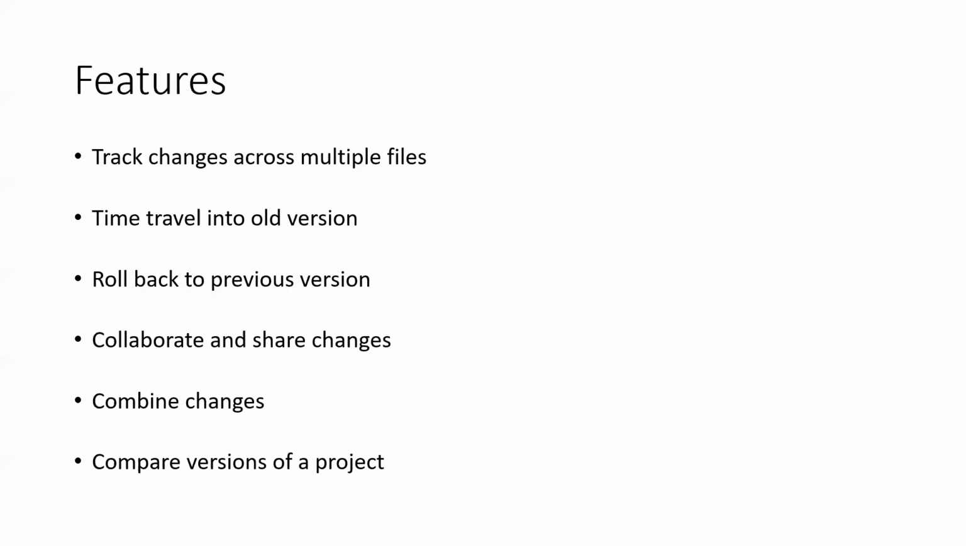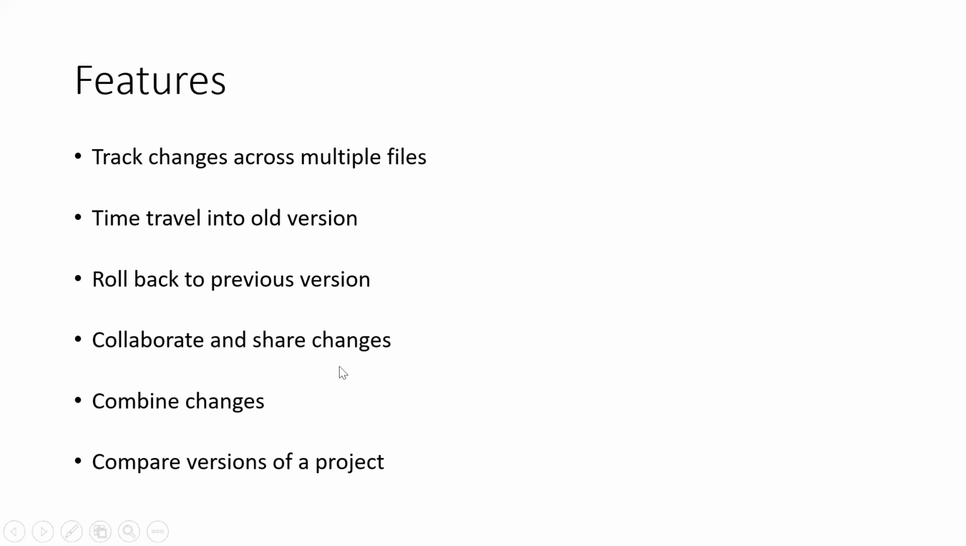So what are the features of Git? I already mentioned that you can track the changes across multiple files. Time travel into old versions. I already covered that you can time travel. If there is anything wrong, then we can quickly go to the past version and check what the things are, and we can bring it back again into the recent version. Rollback we can do.